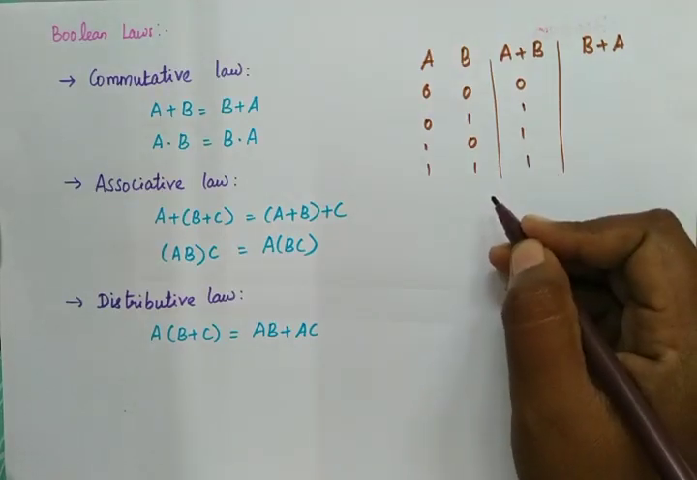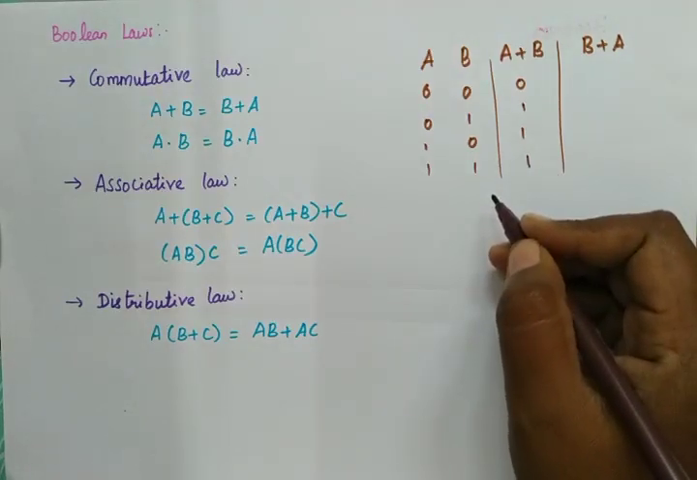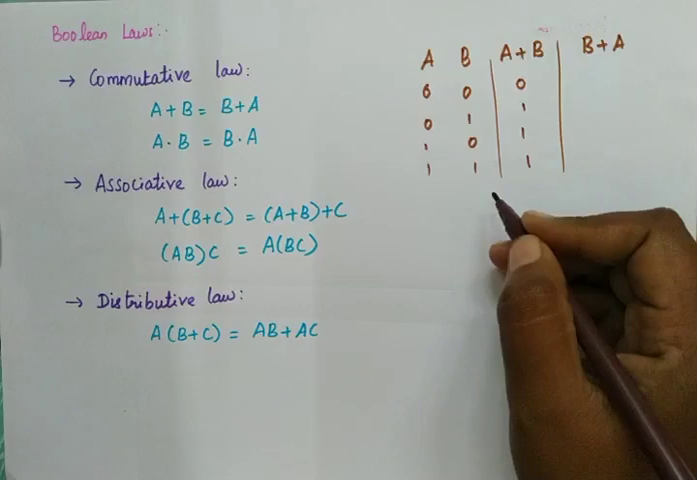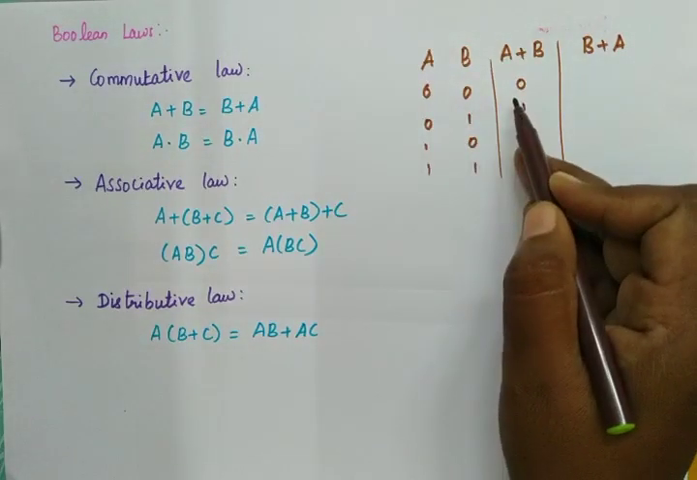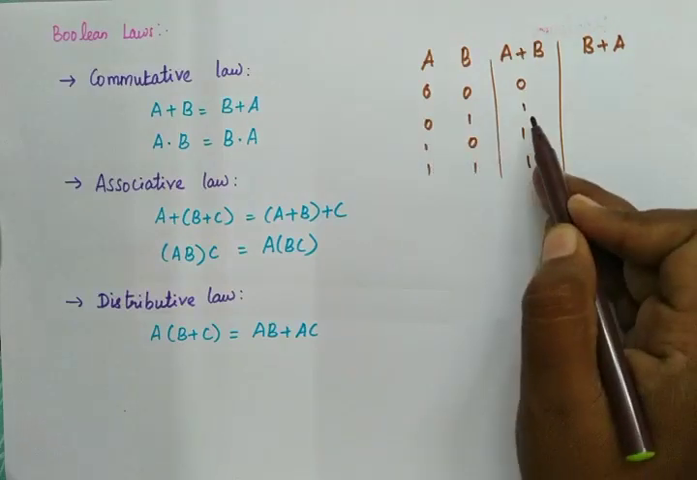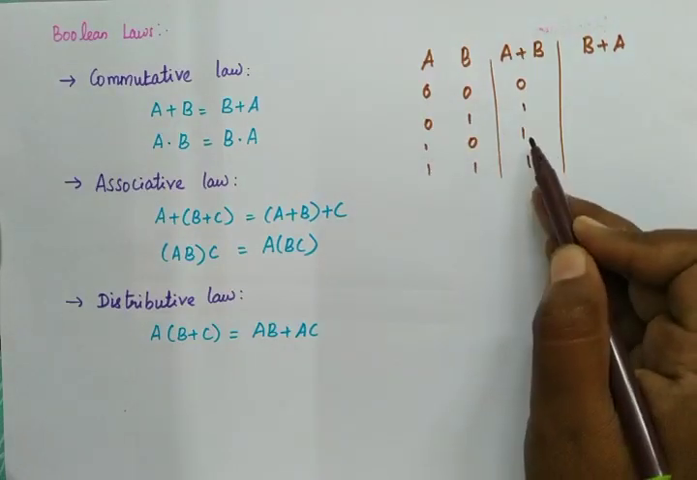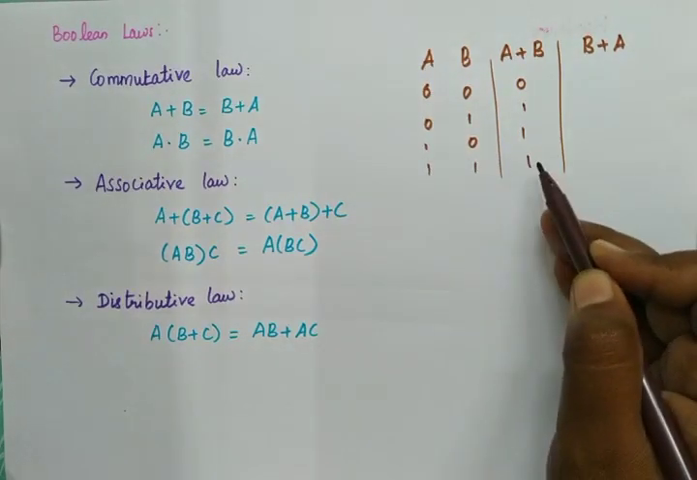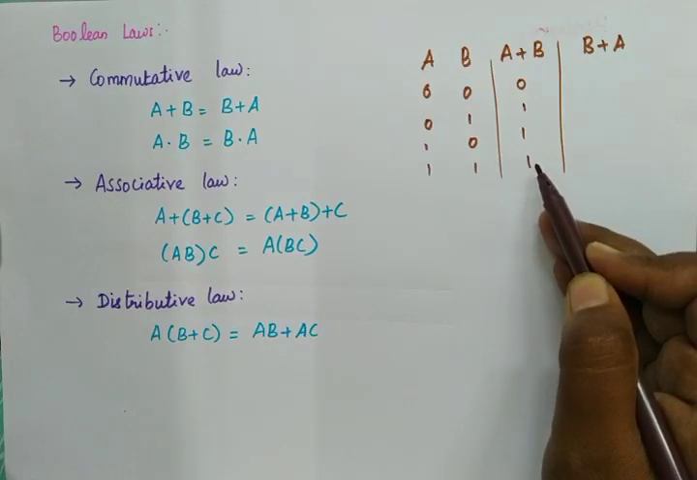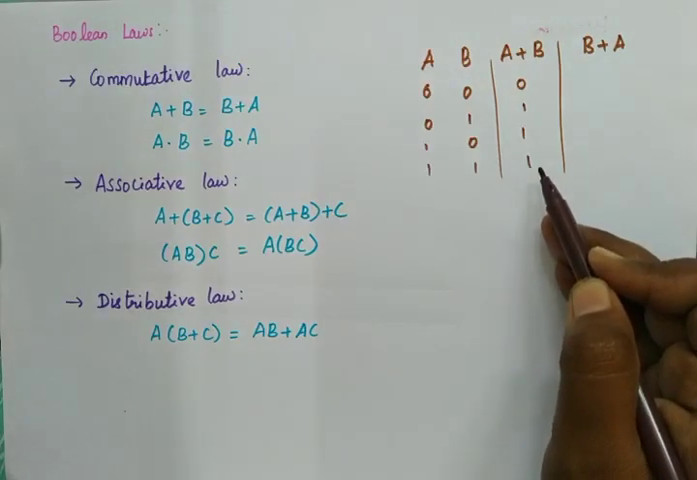Here we must use this OR gate. Previously we used XOR gate, where 1 XOR 1 will become 0. But here we are using OR gate, that is 0 plus 0 will be 0, 0 plus 1 will be 1, 1 plus 0 will be 1, and 1 plus 1 will be equal to 1. So this is the function of OR gate. Here we are going to use only the OR operation.